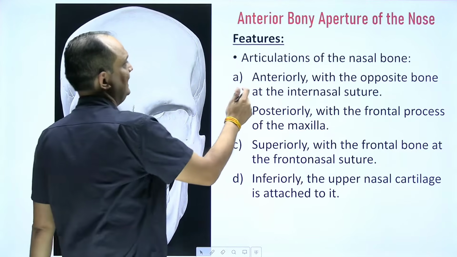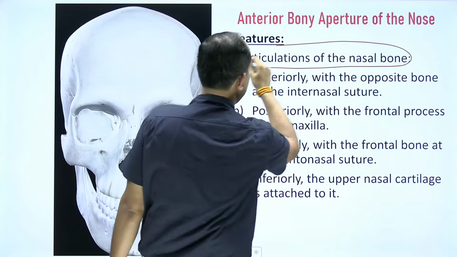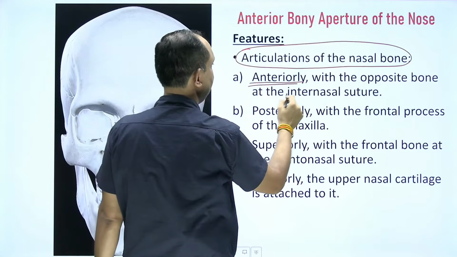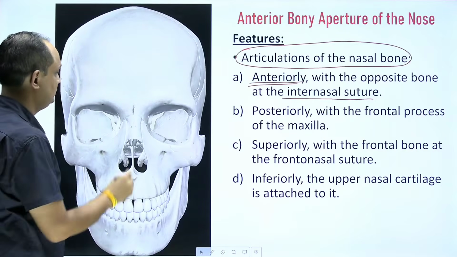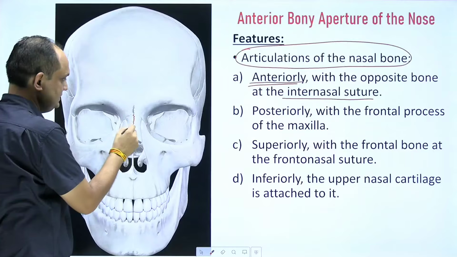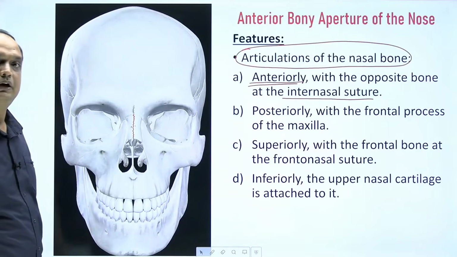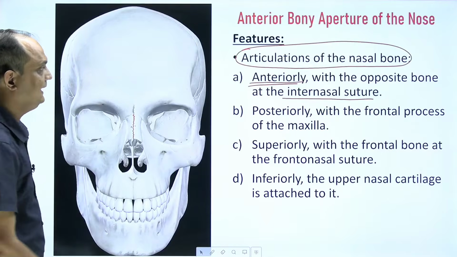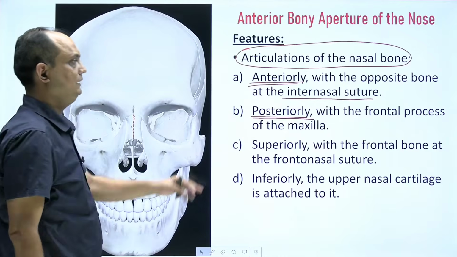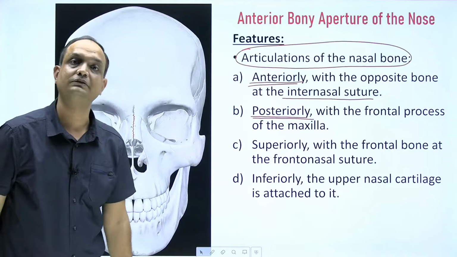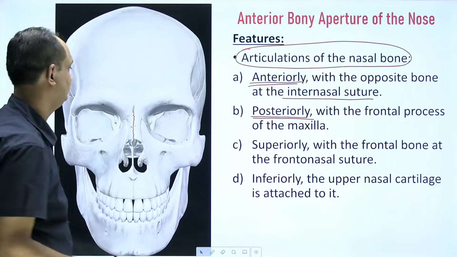So, first is the articulation of the nasal bone. So, this nasal bone anteriorly articulates with the opposite side of the nasal bone with internasal suture. So, this is internasal suture where the right and left nasal bones are articulating with each other. Then the second is posterior articulation where you have the articulation with the frontal process of maxilla. It is not frontal bone, it is frontal process of maxilla.